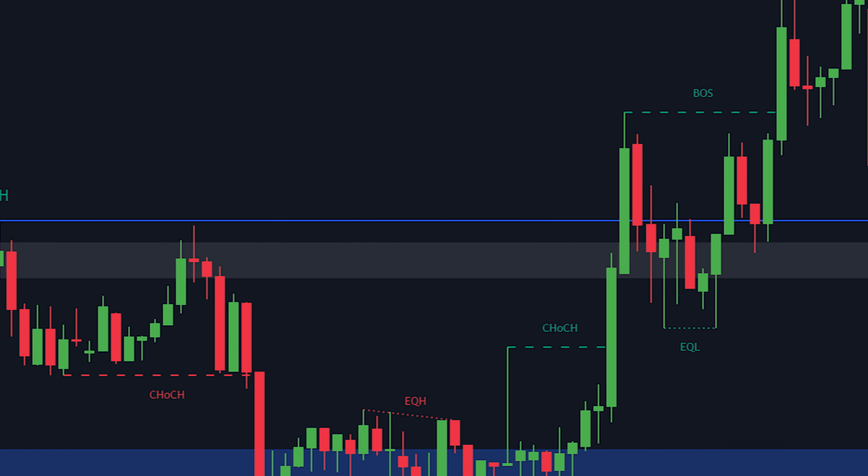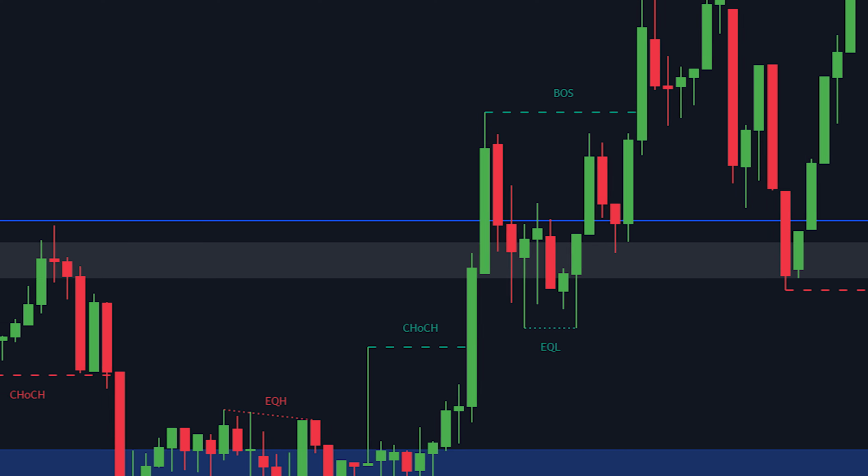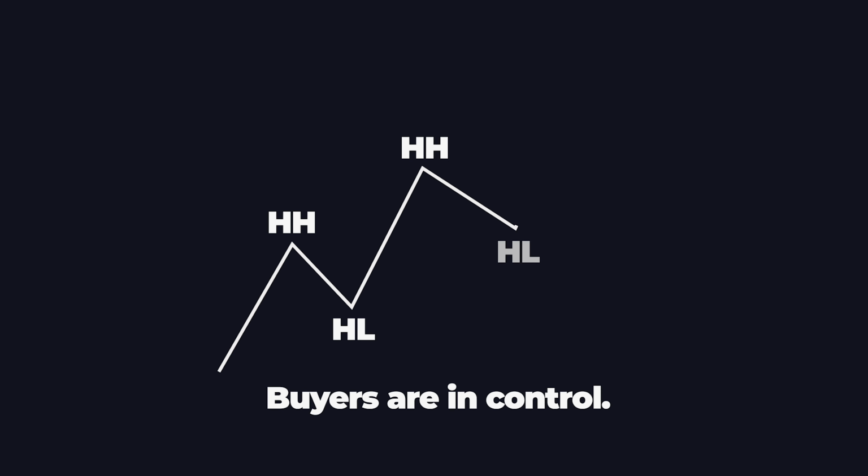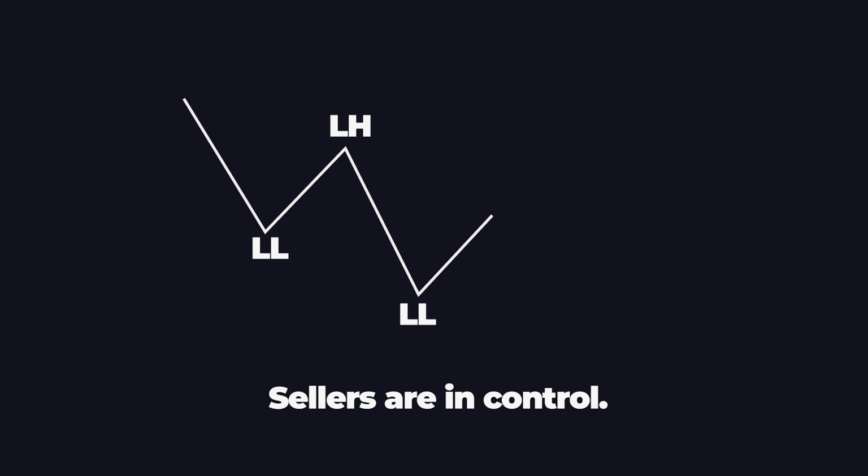Now, let's break down the core pillars of smart money concepts. First, we have market structure. This is the blueprint of every trend. Higher highs and higher lows tell you buyers are in control, while lower highs and lower lows show the sellers are.